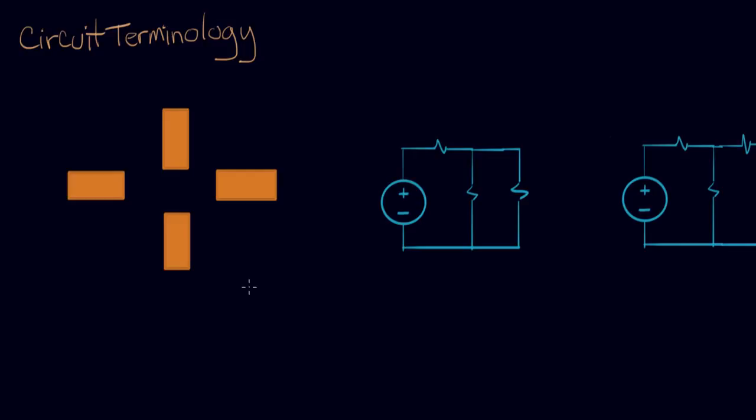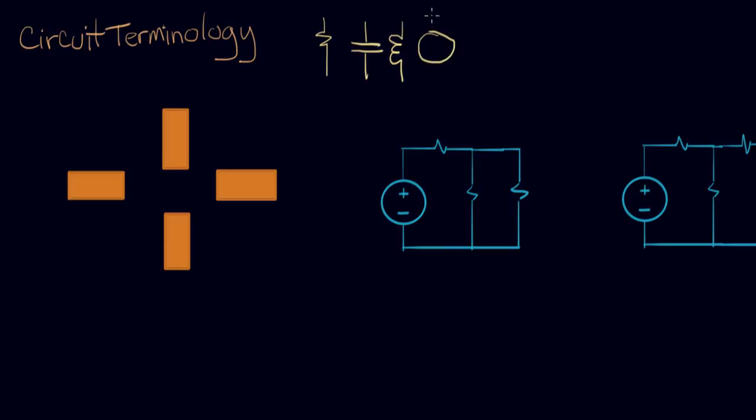In this video, we're going to talk about some terminology that we use to talk about how circuits are put together. In previous videos, we've talked about the components or elements that are used to make up circuits. So for example, resistor, capacitor, and inductor are circuit components. We also call those elements.